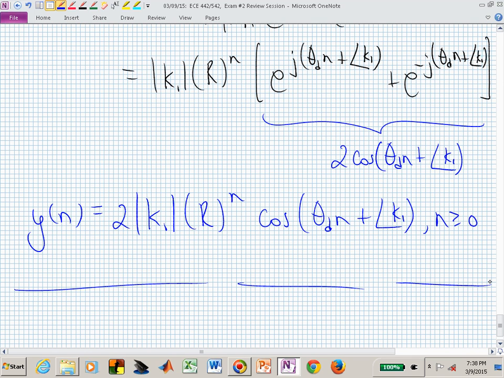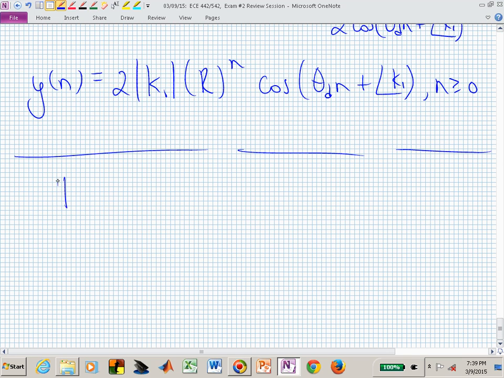Questions on region of convergence, inverse Z transforms? Homework 3. Homework 4 was dealing with discrete equivalence.